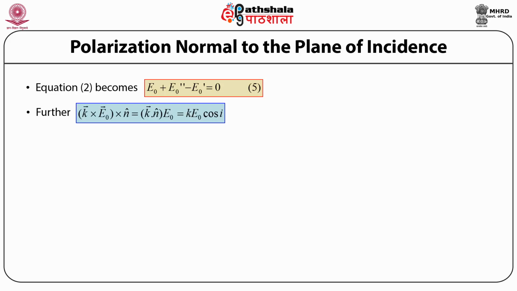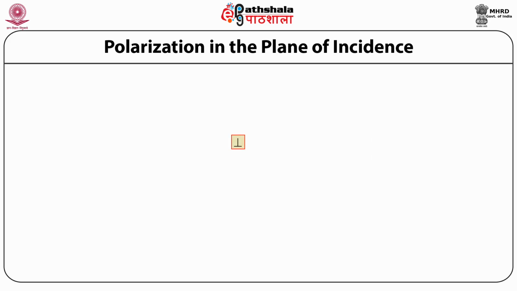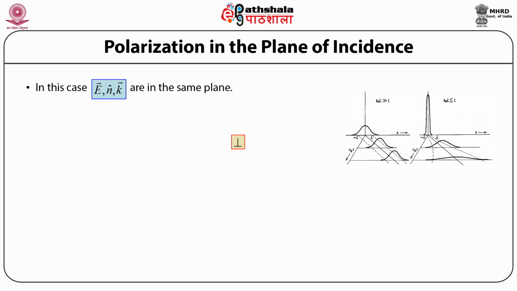Polarization in the plane of incidence. Now let us look at the other situation where the polarization is in the plane of incidence. That is, in this case, the electric field vector E, the unit normal n, and the wave vector k are all in the same plane. So if the unit vector t is the unit vector in the plane of incidence, then this is perpendicular to the unit normal n prime.